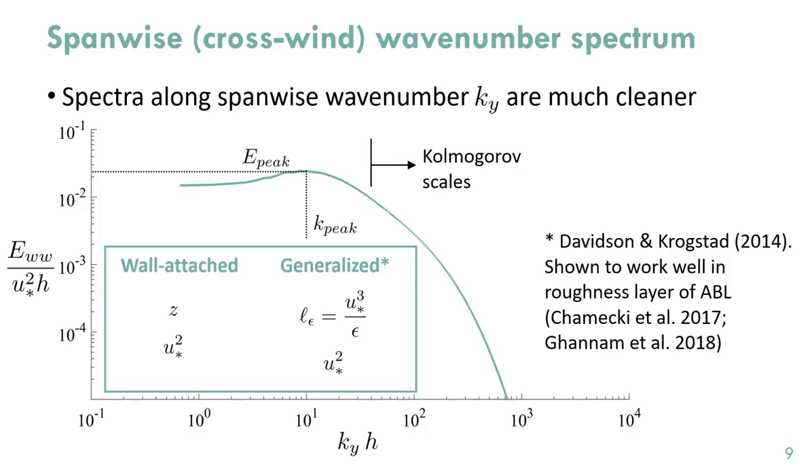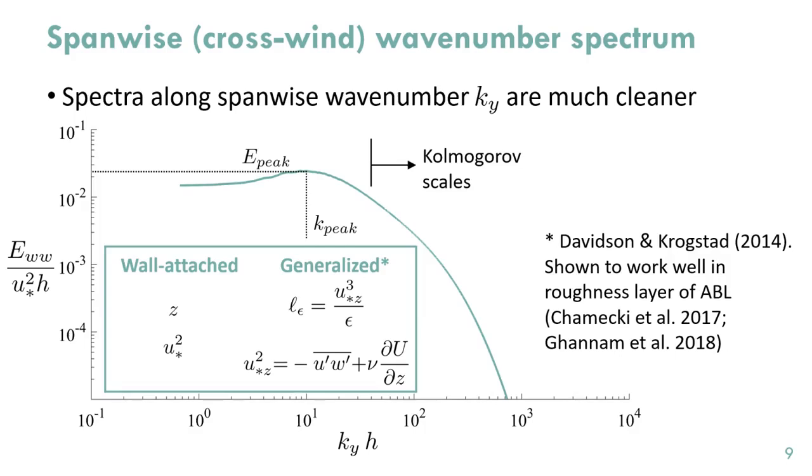This generalized length scale does a good job of describing and characterizing the scaling of streamwise or along wind velocity spectra, so it works well in delineating where the inertial subrange starts for u. And it also does well in terms of outperforming the wall-attached scales within the roughness layer of the atmosphere. I'm going to generalize these parameters even further by replacing the surface momentum flux and the surface stresses with local in height stresses and fluxes.